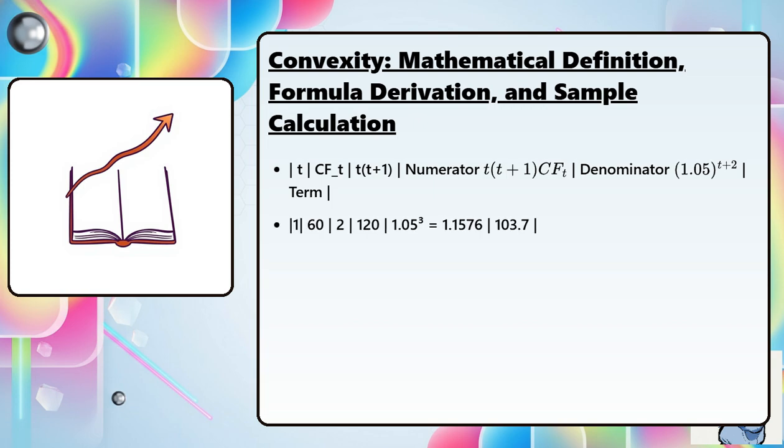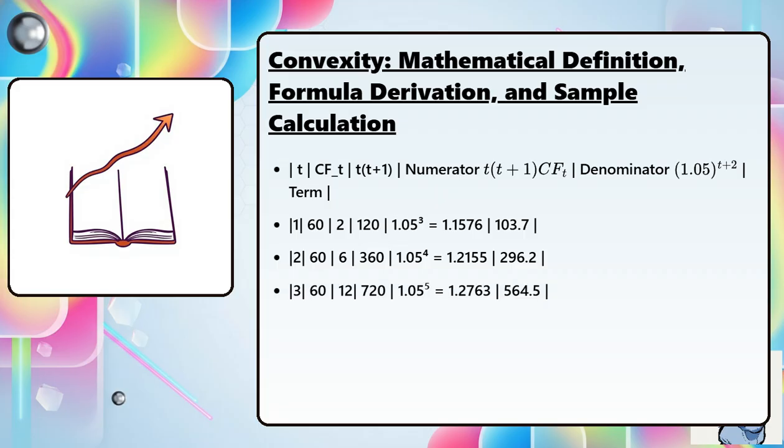For t equals 1, cash flow 60, t times (t plus 1) equals 2, numerator 120, denominator 1.05 cubed equals 1.1576, term 103.7. For t equals 2, cash flow 60, t times (t plus 1) equals 6, numerator 360, denominator 1.05 to the fourth power equals 1.2155, term 296.2. For t equals 3, cash flow 60, t times (t plus 1) equals 12, numerator 720, denominator 1.05 to the fifth power equals 1.2763, term 564.5.